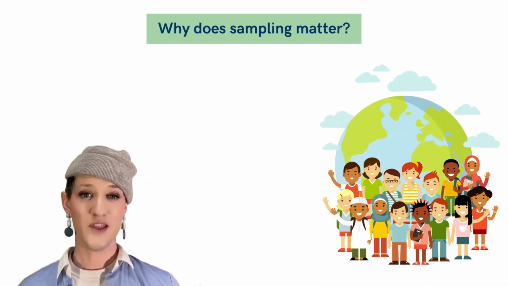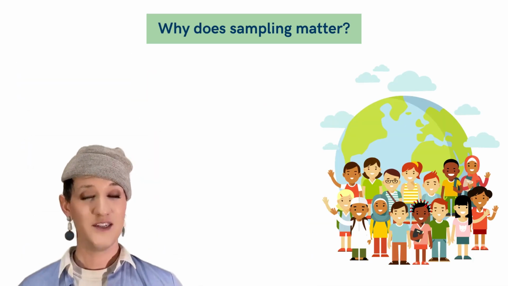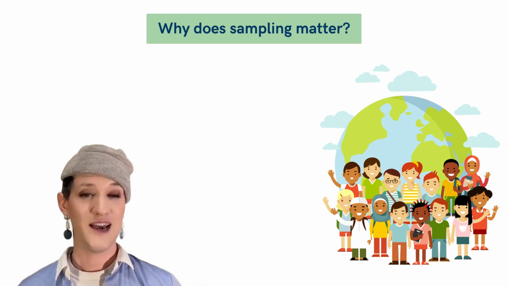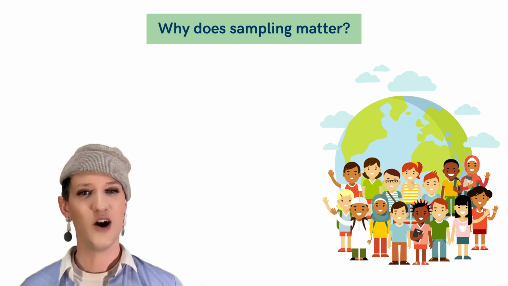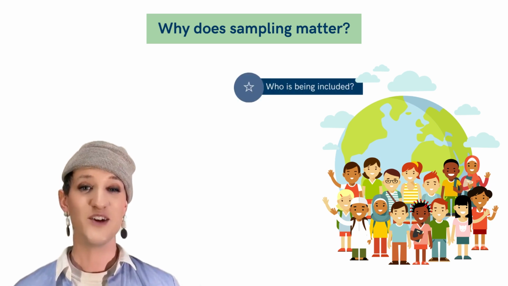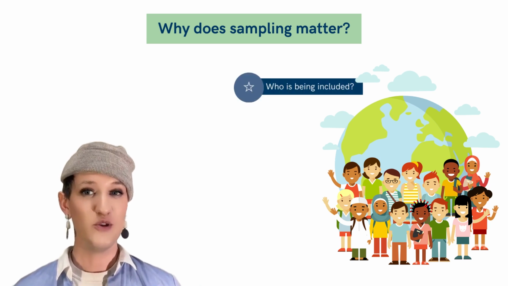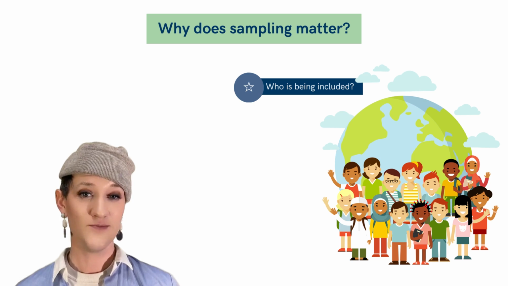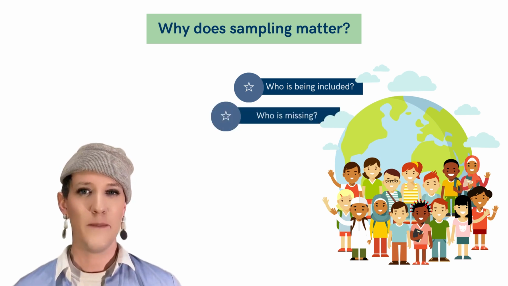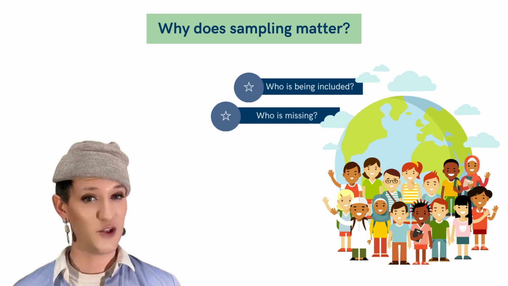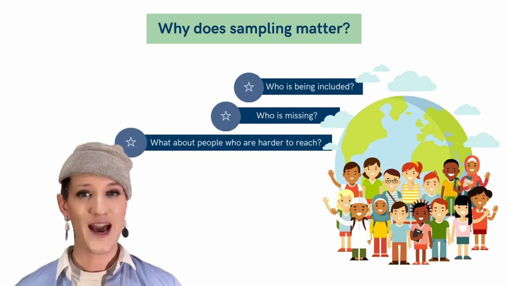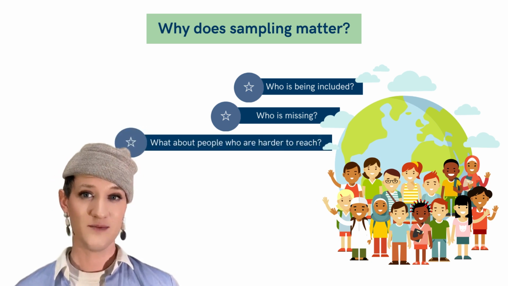Why does sampling matter? Different sampling methods can lead to different results. As a community board, you can help researchers think about the following. Who is being included? Are they people who usually have a voice in research? Who is missing? For example, are parents who aren't in treatment included? What about people without phones, housing, or internet access?